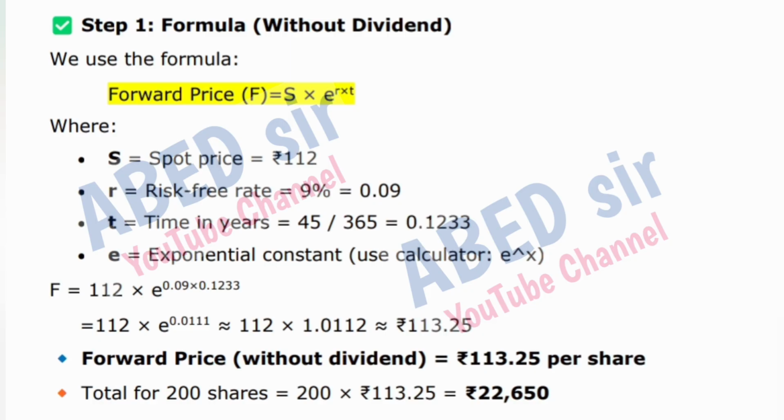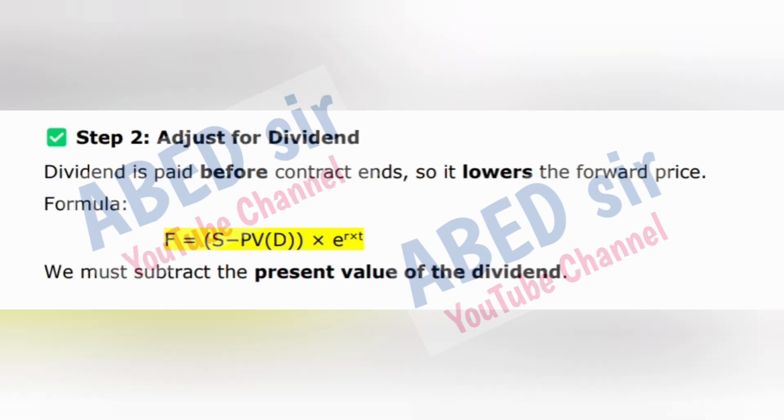Is equal to 112 times e^0.0111, which is 112 times 1.011, which is 113 rupees and 25 paise. Forward price, without dividend, is equal to 113 rupees 25 paise per share. Total for 200 shares is equal to 200 times 113 rupees and 25 paise is equal to 22,650 rupees. Step 2. Adjust for dividend.